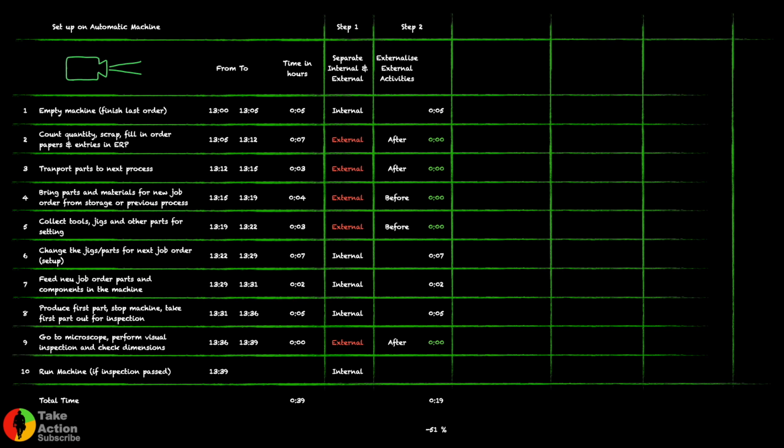Step number 3 is to convert the internal activities to external activities. We have here activity number 6, in which we are really doing some setup. We are changing the jig, changing some plates, we might be changing some bits, different parts, and the improvement potential here is that instead of changing small parts in the head, we just change the whole head. Let's see an example for milling cutters.